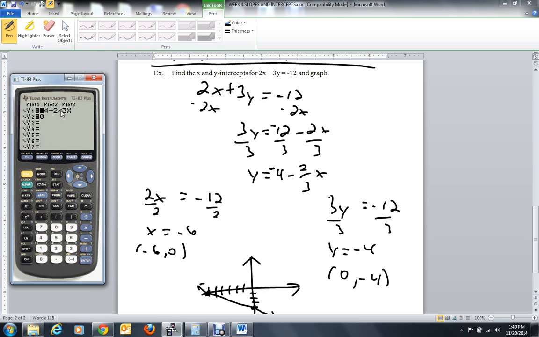Type in your function or the equation, y equals equation, type in y equals 0, go to second trace, calculate, move, hit enter 3 times until you see the word intersection, and that's your x-intercept.